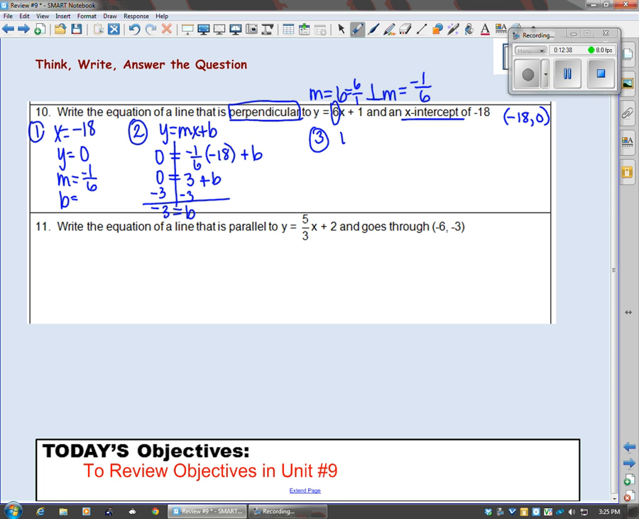Letter number, letter number. Letter for y, number for m. Letter for x, number for b.